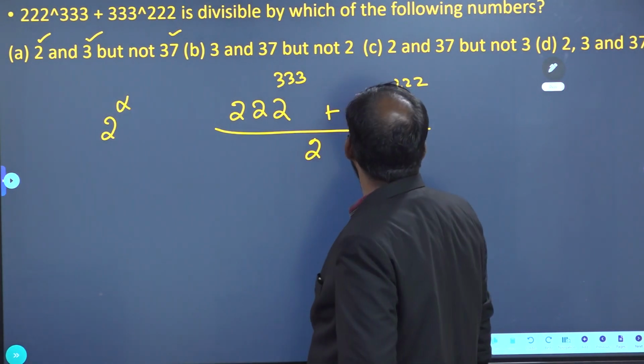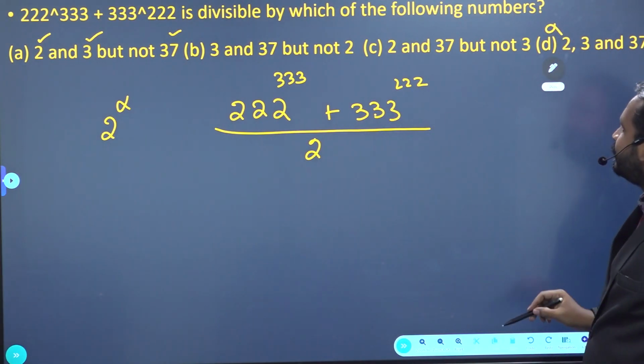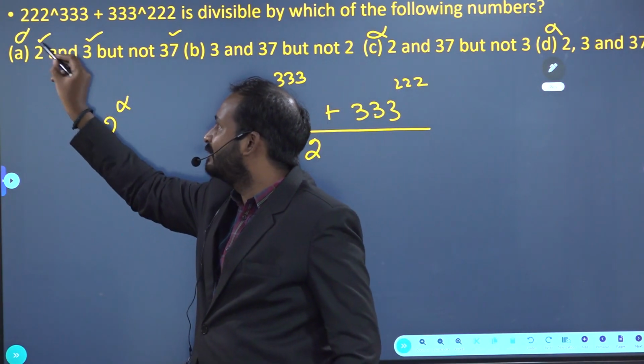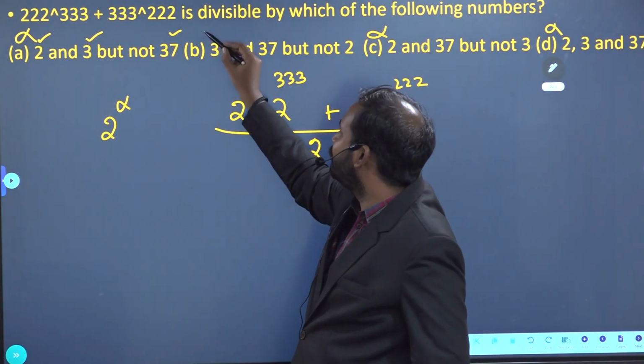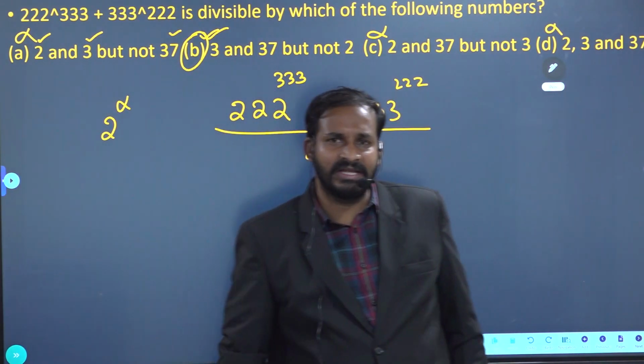So with that, which options can we eliminate? Please see here. We can eliminate option D. We can eliminate option C. We can eliminate option A. So the only option left is what? B. So B is the correct answer. With this simple concept, we can tell our answer.